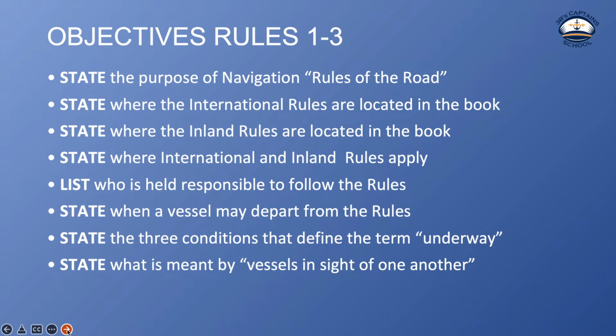The 72 COLREGs were developed by the Intergovernmental Maritime Consultative Organization, or the IMO. So what do we want to do in these first 3 rules? State the purpose of the navigation rules of the road, where the rules are located in the book, where the inland rules are located in the book, where the international and inland rules apply.